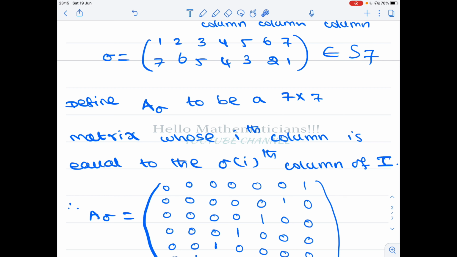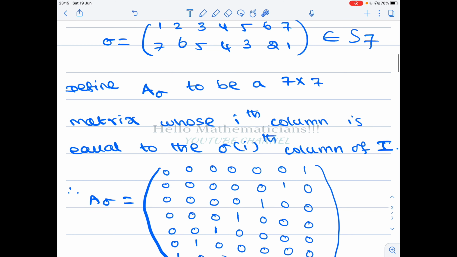How are we associating the matrix to this permutation? The ith column of our matrix is equal to the sigma(i)th column of the identity matrix. What is the meaning of sigma(i)? Suppose i equals 4, then sigma(4) will be 4. If i is 5, then sigma(5) will be 3.